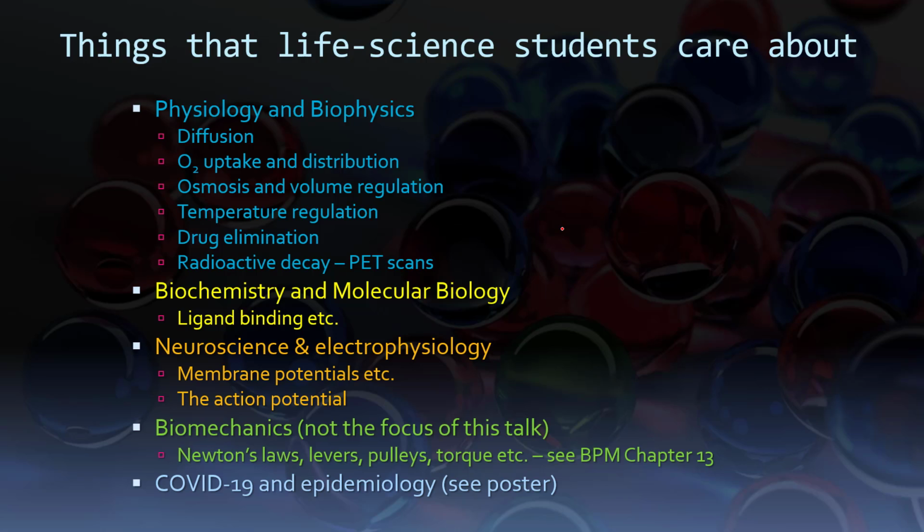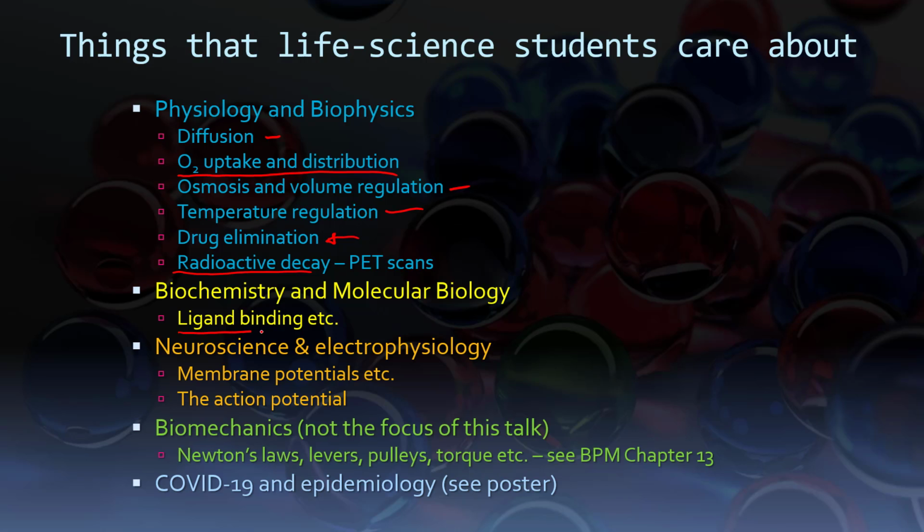So here's a list of topics that I think are of interest to life science students. We've already talked about diffusion and osmosis. Clearly, uptake of oxygen is important to aerobic organisms. Keeping cool is something that humans do by perspiring, and evaporative cooling is important. Drug elimination is important for pharmacy students and for any health science students. Radioactive decay, which we've already talked about.